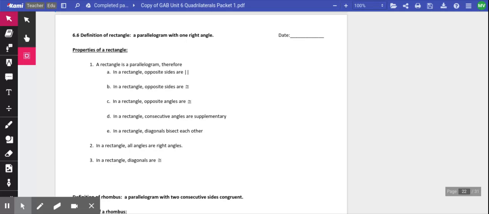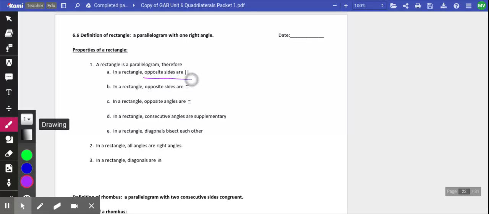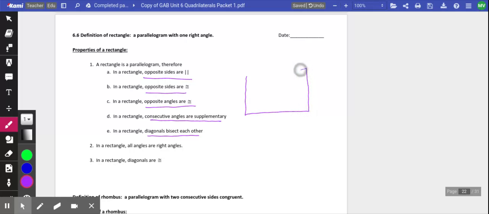So therefore, opposite sides are parallel, opposite sides are congruent, opposite angles are congruent, consecutive angles are supplementary, and diagonals bisect each other. So those are all the same properties of a parallelogram because a rectangle is a parallelogram. Now, knowing that it's a rectangle, we have two more unique properties to a rectangle.